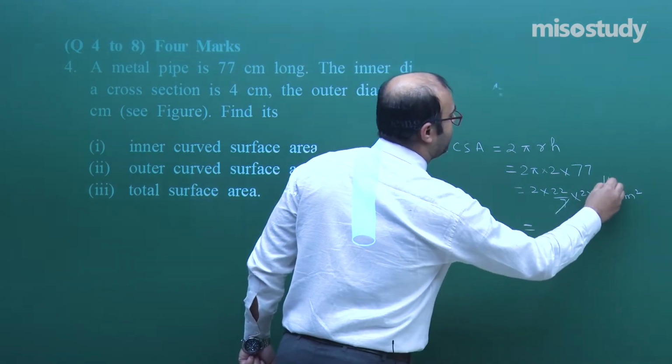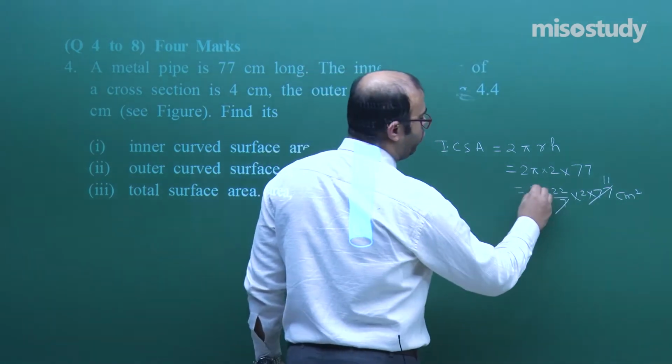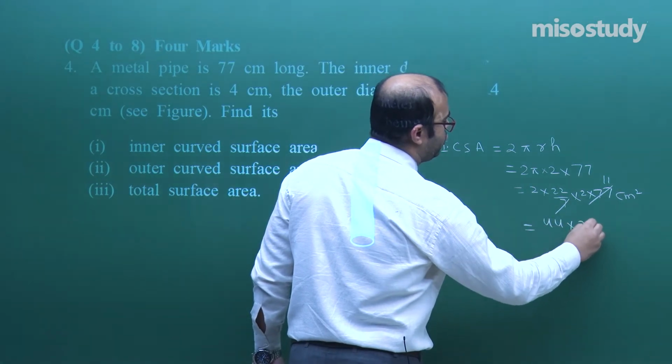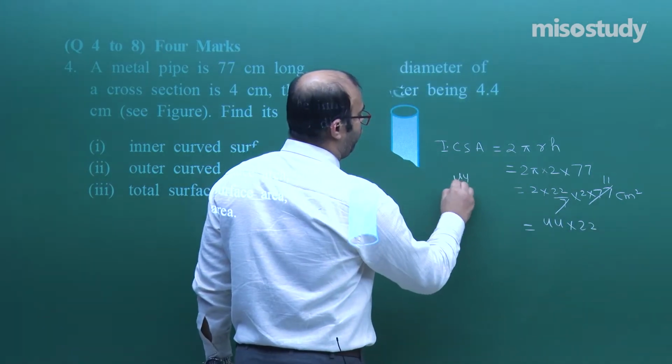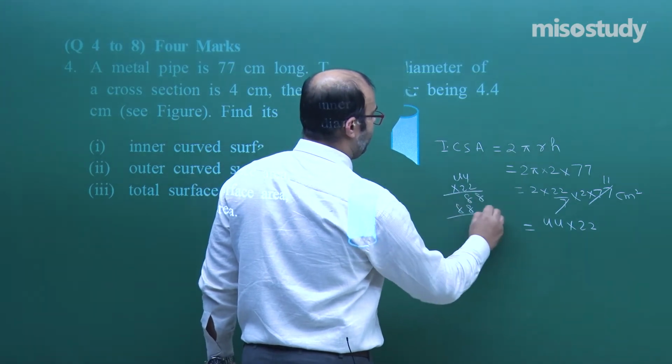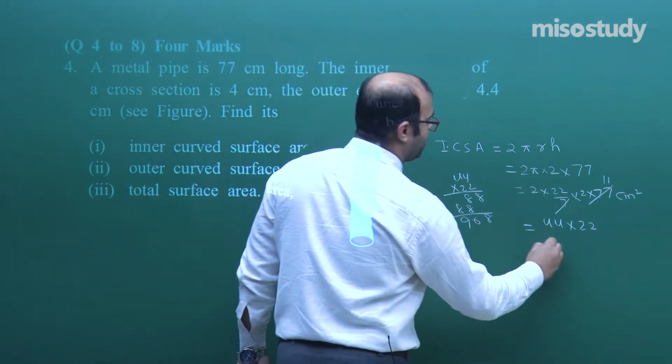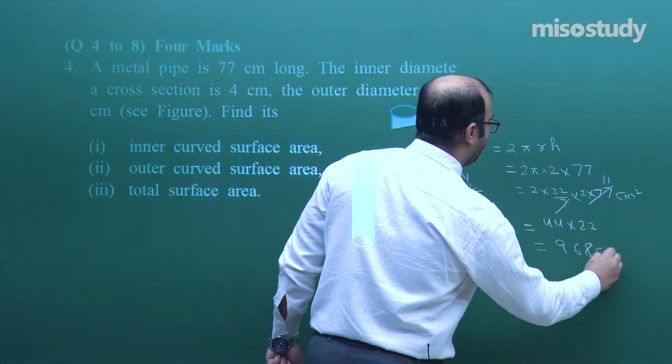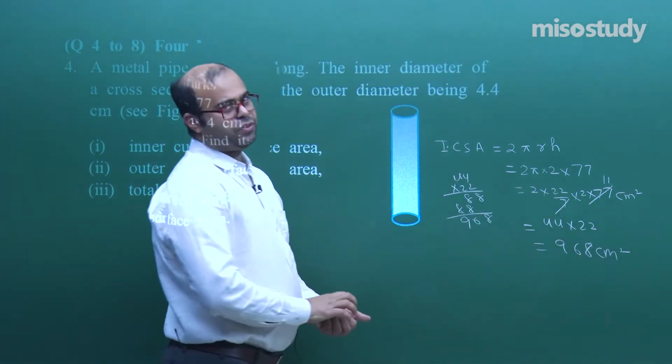7 into 11 is 77. Now, 22 into 2 is 44, 2 into 11 is 22. Let us calculate 44 into 22, which is 968 centimeter square. This is the inner curved surface area.